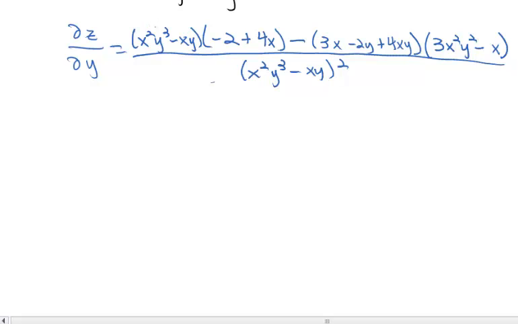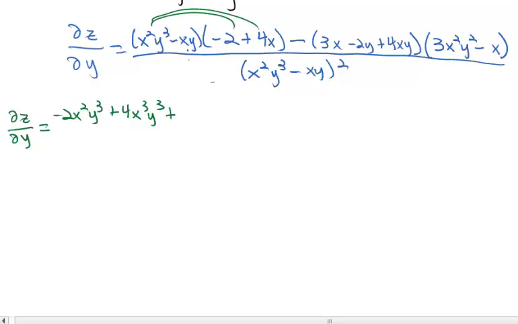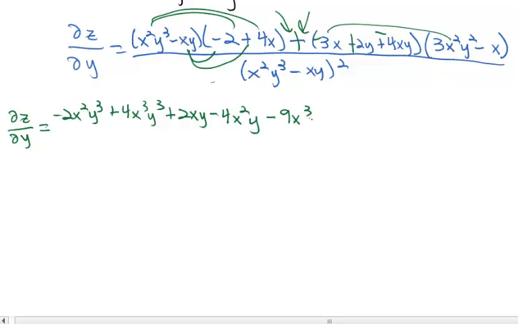Distributing, we get the partial of z with respect to y is equal to negative 2x squared y cubed plus 4x cubed y cubed plus 2xy minus 4x squared y. Again, so I don't get in trouble with the negative, I'm going to add the opposite and distribute that negative through the parentheses. That way I don't get in trouble with it. Negative 3x then times 3x squared y squared is negative 9x cubed y squared.